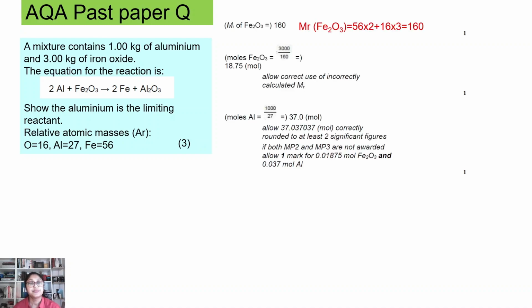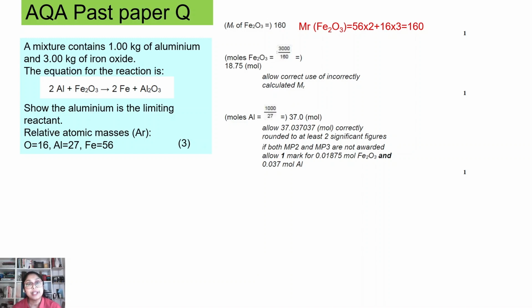Here it is. Step 1. We need to calculate the Mr, or relative formula mass, for iron oxide, because what we are going to do is calculate the moles of iron oxide. For that we need the Mr. You remember which equation we are going to use? Of course you know that. n equals m over Mr. Mr is the relative formula mass of iron oxide.